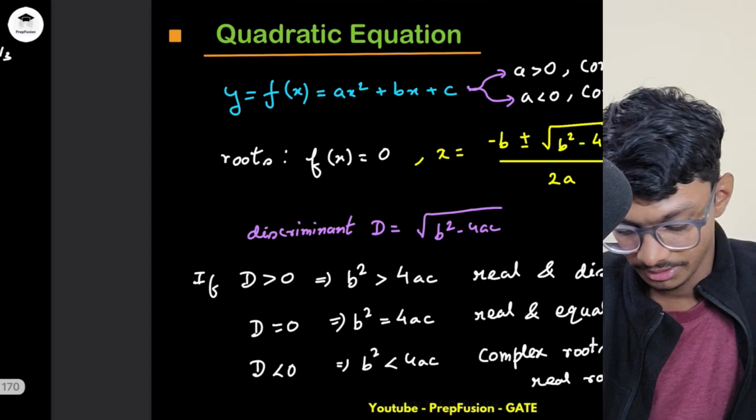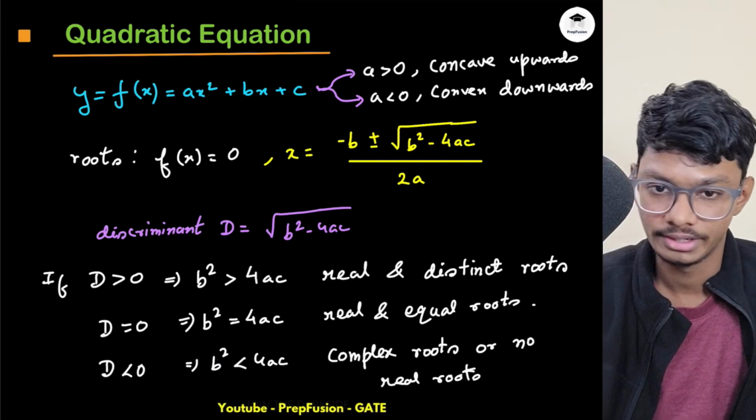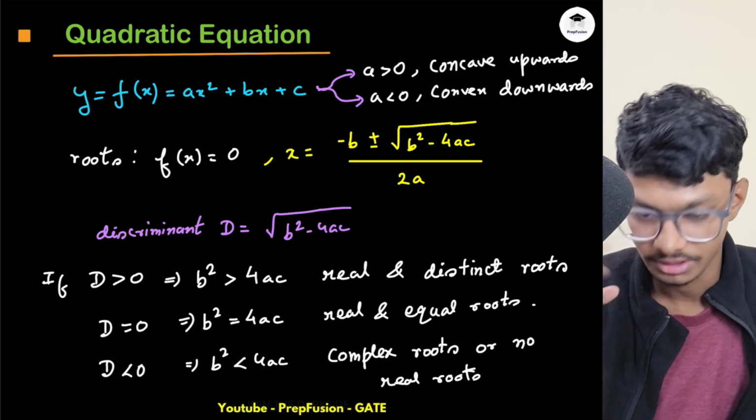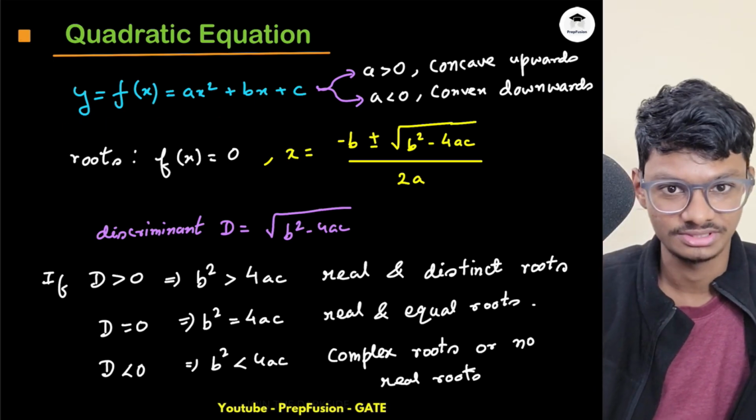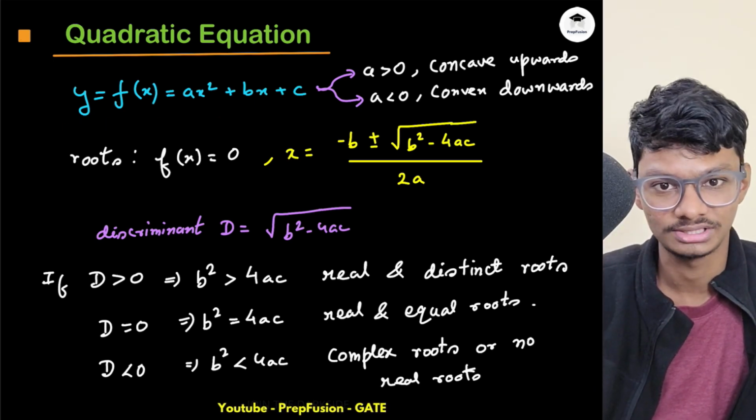Okay, so next we have to plot the quadratic equations. Before plotting the quadratic equation, we have to understand what a quadratic equation is. We already know this, like f of x equals x square plus bx plus c. This was with us, I think, from class 5 or 6.